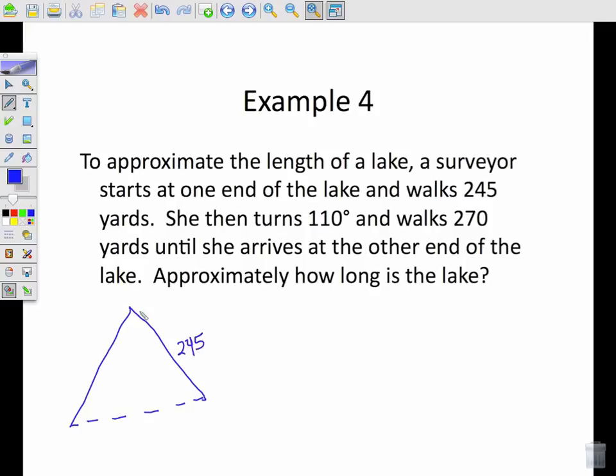So you've got this 245. You've got this angle here of 110, the change of direction. You got the 270 yards. And basically what you're seeing here is you're seeing this circular shape, which is considered to be the lake. And we're supposed to find x, how wide the lake is.